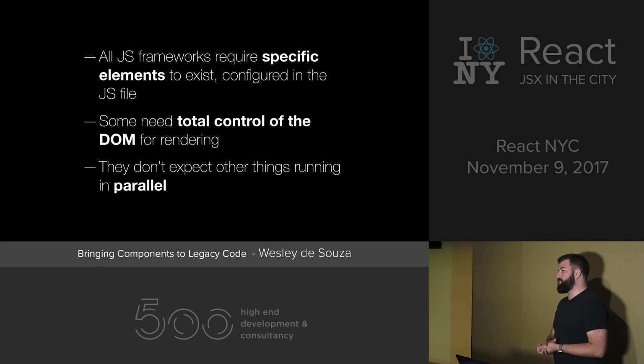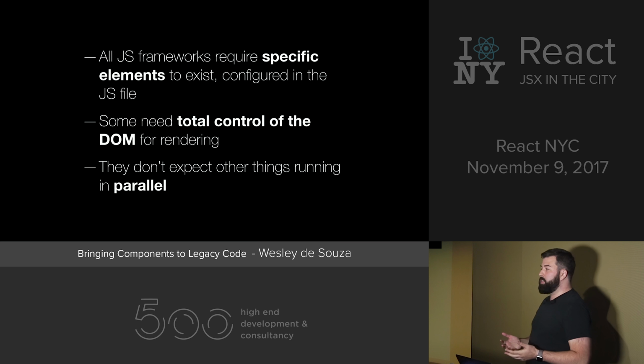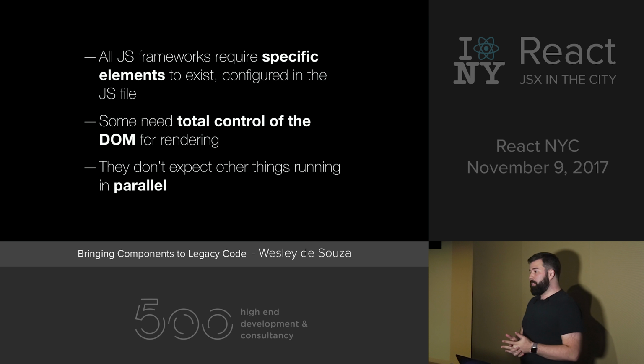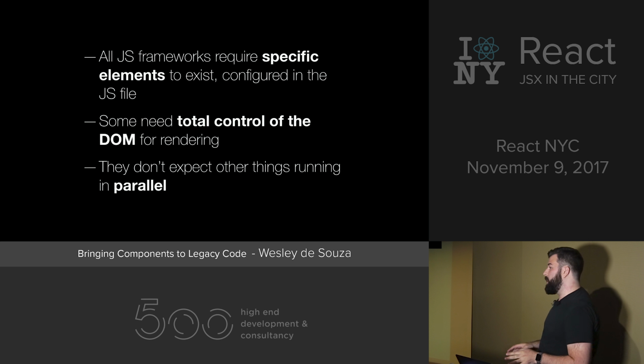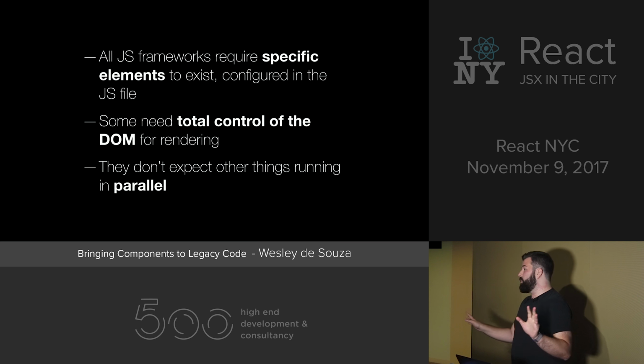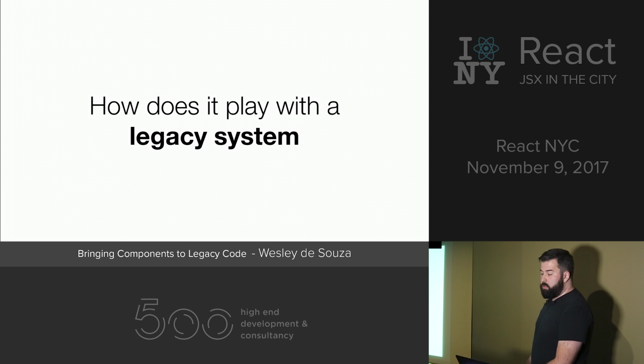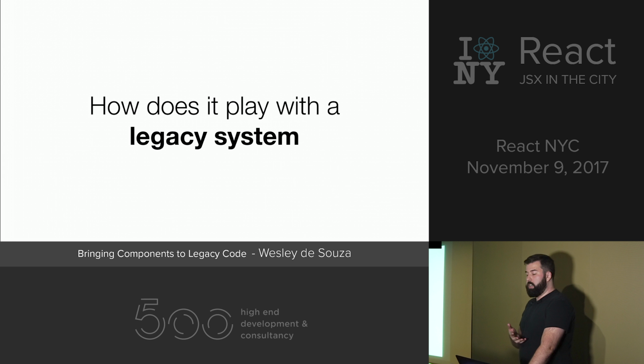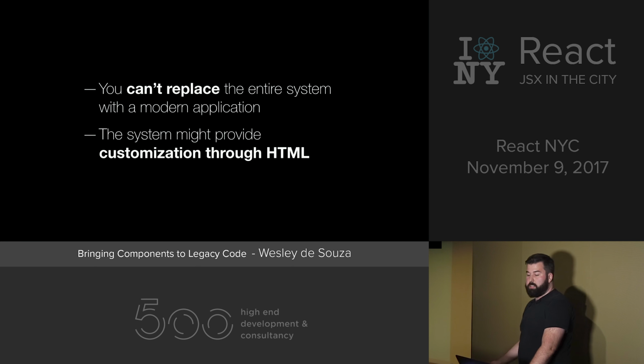So all frameworks require some kind of element to exist in the page. Some of them require total control of the DOM for rendering or adding behavior. And they never expect, as far as I know, anything else to be running in parallel or to work together with anything else but themselves. So how do these restrictions work with the legacy system?